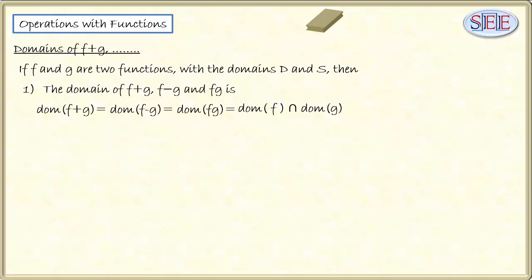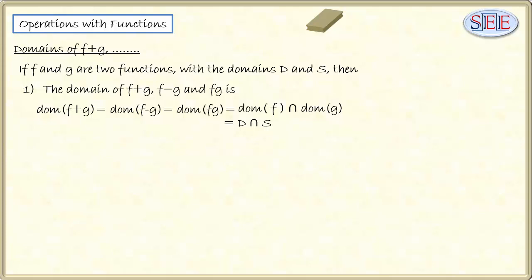When you form the intersection of those domains, the set you formed is now the domain of the sum of two functions, the product of two functions, and the difference of two functions. And when we substitute now, because up there we have said the domain of f is D and the domain of g is S, then we can now rewrite this to be equal to D intersect S. D is a set that represents the domain of f, and S is a set that represents the domain of g.